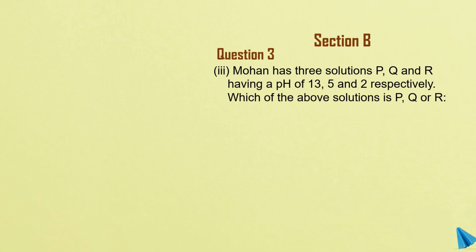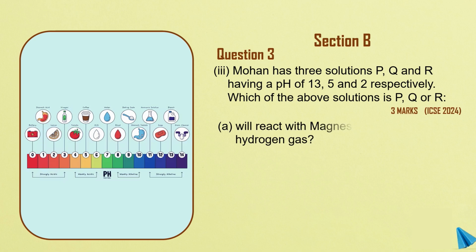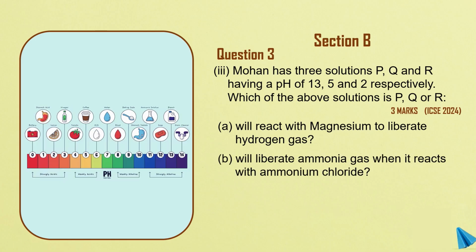Mohan has 3 solutions P, Q and R having a pH of 13, 5 and 2 respectively. Which of the above solutions, P, Q or R: A. Will react with magnesium to liberate hydrogen gas. B. Will liberate ammonia gas when it reacts with ammonium chloride. C. Will contain molecules as well as ions.